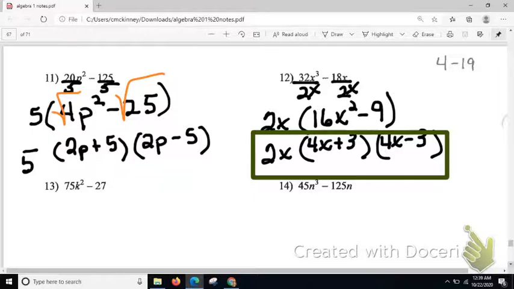Okay, so very similar process for 13 and 14. Take out the GCF first. So here, I'll take out a 3.